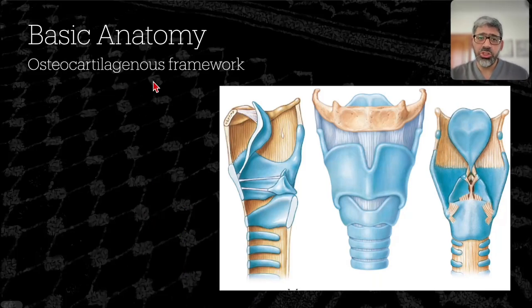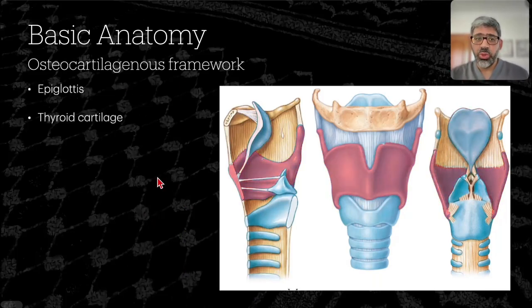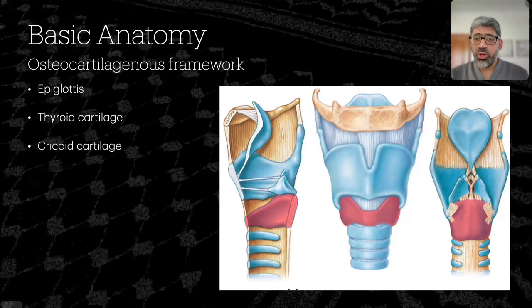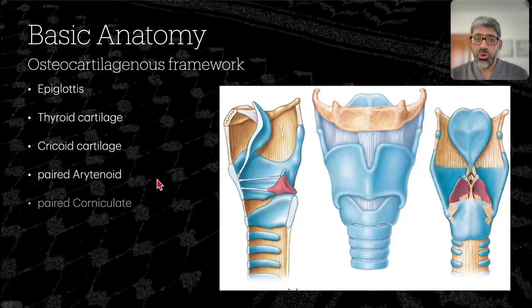Most of the submucosal structures are not very amenable to clinical assessment, and that's where imaging becomes really important. If we look at the osteocartilaginous framework of the larynx, we have the epiglottis, we have the thyroid cartilage, we have the cricoid cartilage, and then we have paired arytenoid, paired corniculate, and paired cuneiform cartilages.